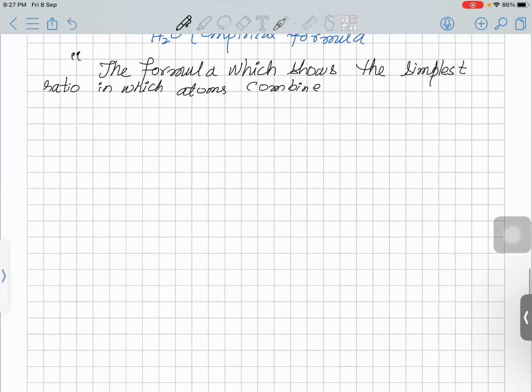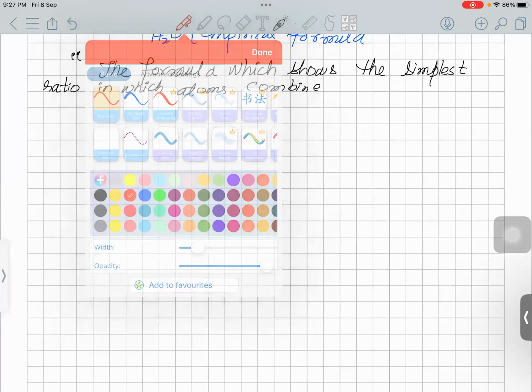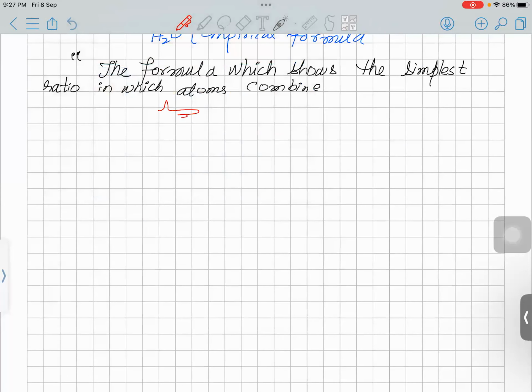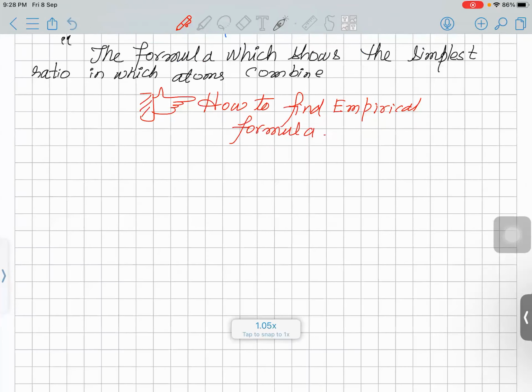Now, how to find the empirical formula? Sir, by dividing the atoms, dividing all the various atoms until you get the least whole numbers you can get. Exactly. But if some data is given, how can you find the empirical formula?